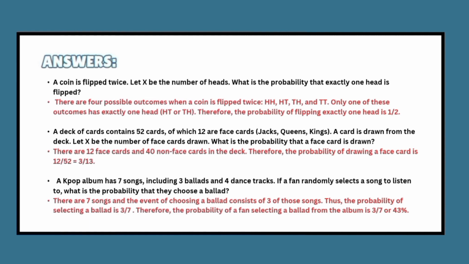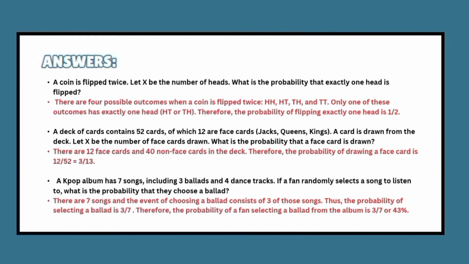So here are the answers, to summarize. A coin is flipped twice. Let X be the number of heads. What is the probability that exactly one head is flipped? There are 4 possible outcomes when a coin is flipped twice: 2 heads, a head and a tail, a tail and a head, and 2 tails. Two of these outcomes have exactly 1 head. Therefore, the probability of flipping exactly 1 head is 2 over 4, or 1/2.